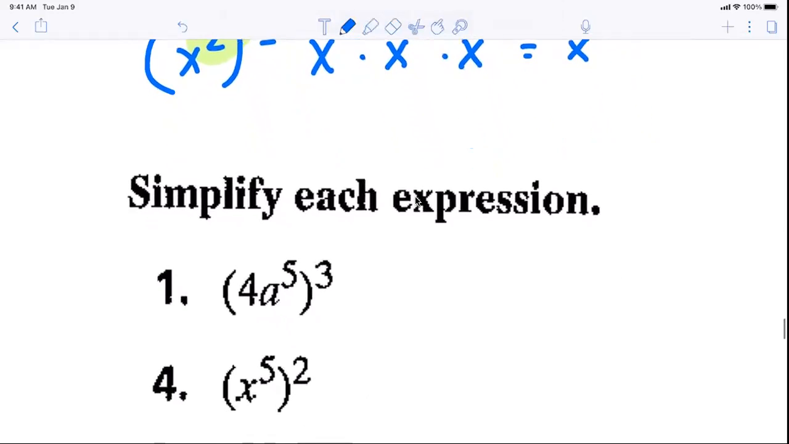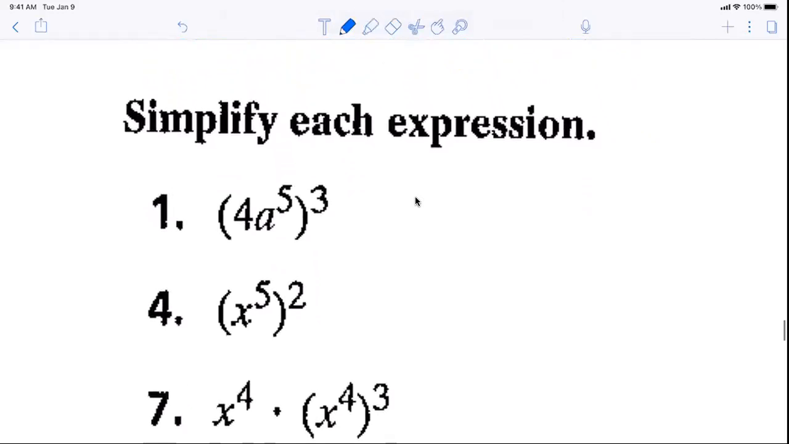Now, number 1, I need everyone to look at this and say, that's saying 4 cubed. What is 4 cubed? Someone tell me. 4 times 4 times 4 is what? 64. A to the what power? 15. Thank you. All right, now I need to shut the door because I can't hear.